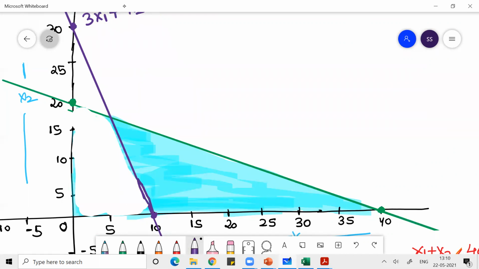So for both the regions, I try to find the common region. What is the common region? The common region for both the graphs is this. I hope you people can understand. If I had two equations only, then this would have been my feasible region. What we are trying to do here is find the feasible region, the area which is common for all the graphs. Till now this is your feasible region.